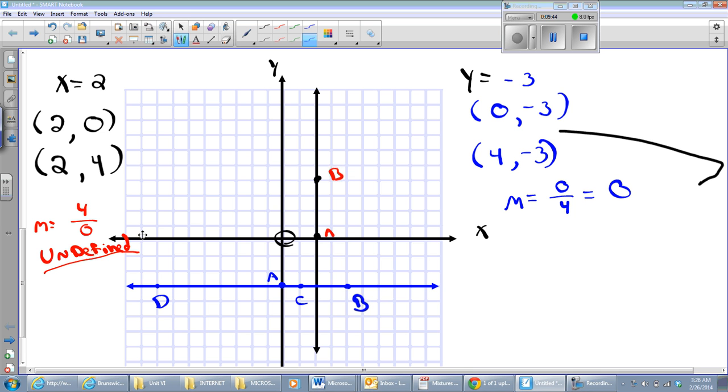So, vertical line has an undefined slope. Horizontal line has a 0 slope. What relationship do they have to each other? They're perpendicular. Exactly.